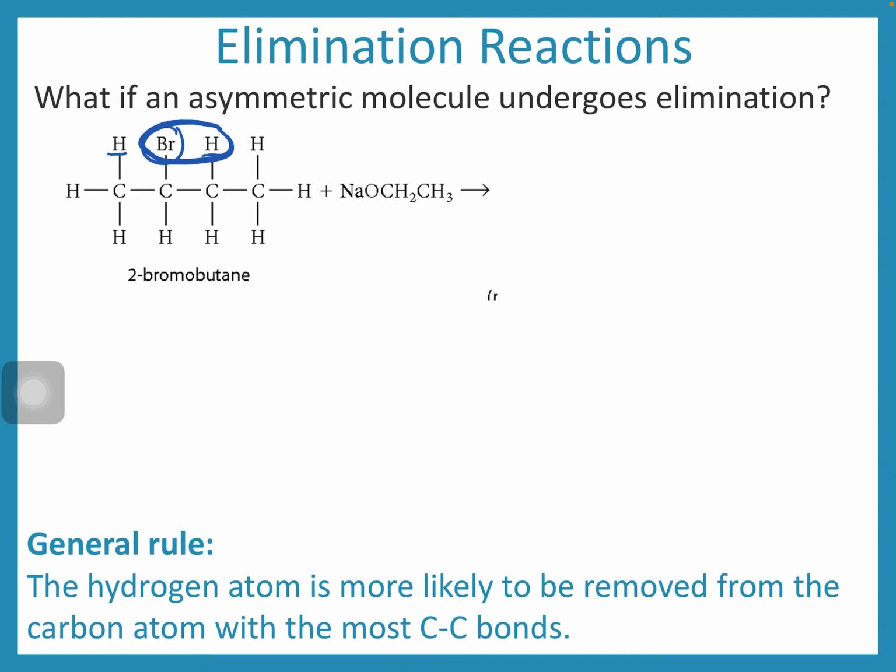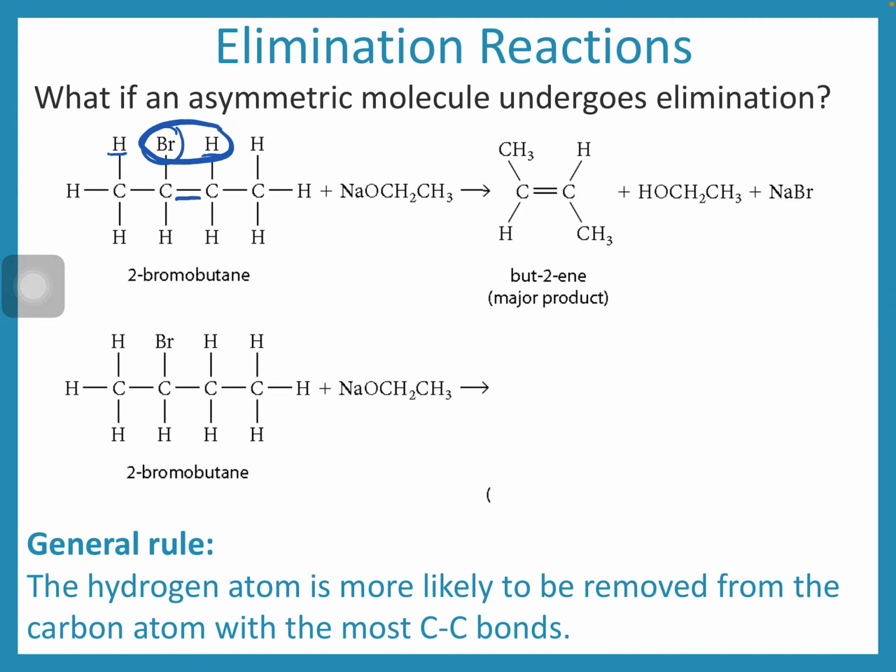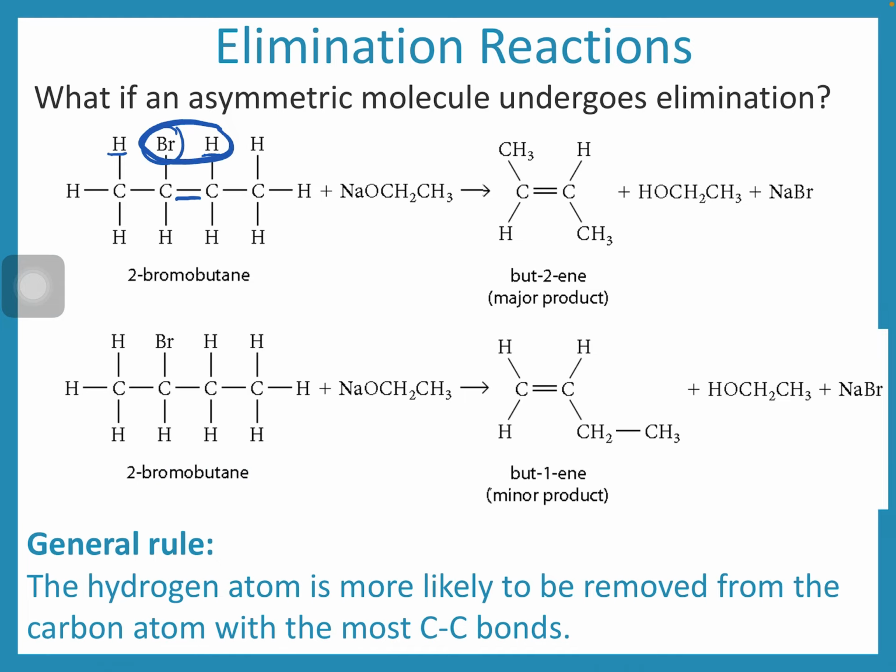And then that means that our major product, so more of what gets created, is going to have the double bond between the second and third carbons. So that's going to be but-2-ene, and then we have also but-1-ene as the minor product. So this part here you don't need to worry about. There's going to be a reaction with this as well, but for now we are just going to write HBr as what gets removed here.